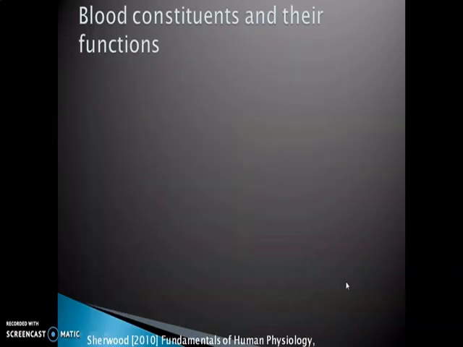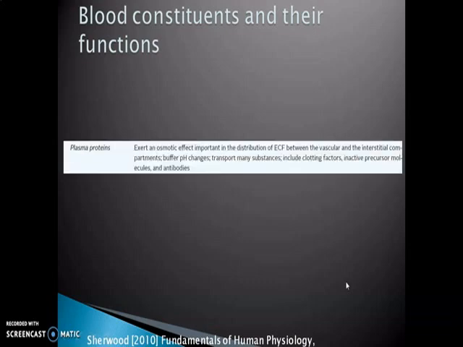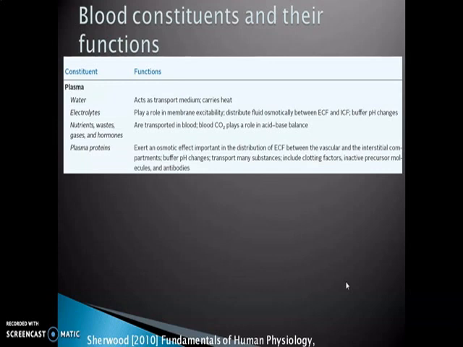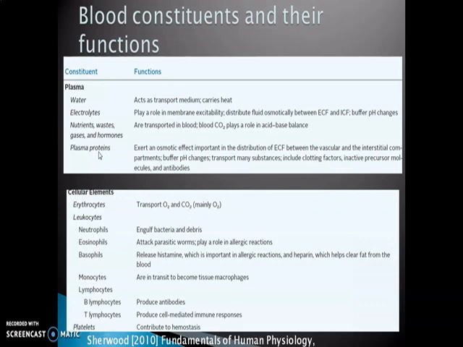Let's see what the functions of each constituent of the blood are. First we will look into the plasma. Plasma is constituted of these non-cellular components: water, electrolytes, nutrients, waste material, gases, especially oxygen and carbon dioxide, hormones and plasma proteins. And there are cellular components: erythrocytes, leukocytes and platelets. So the erythrocytes' main function is what? Transporting oxygen and carbon dioxide.